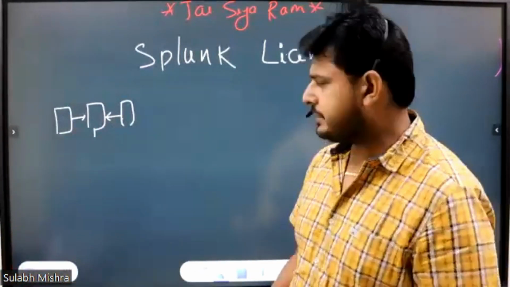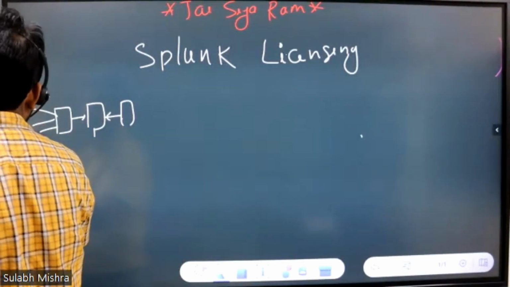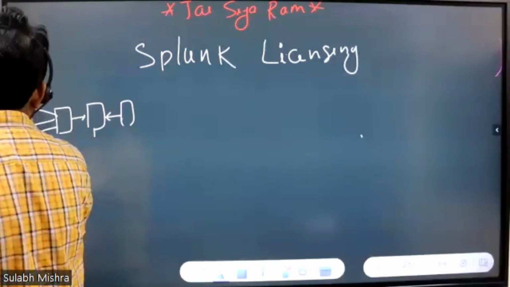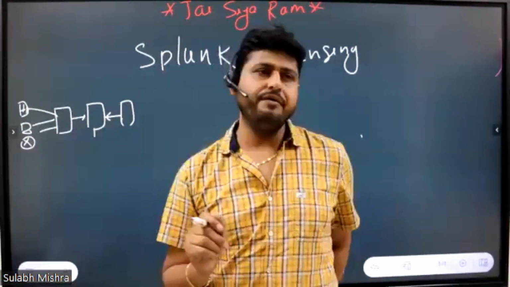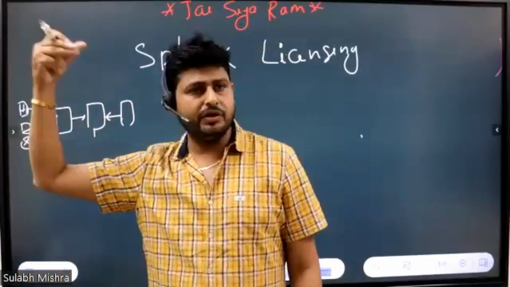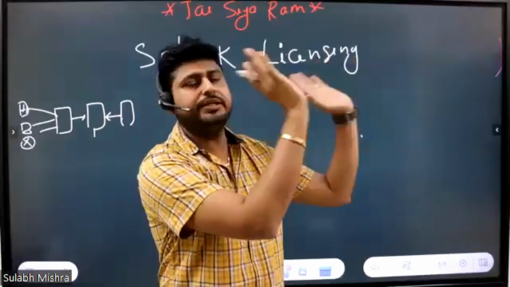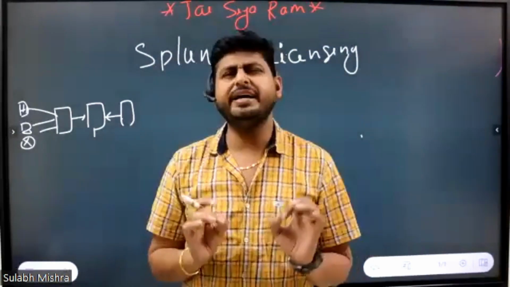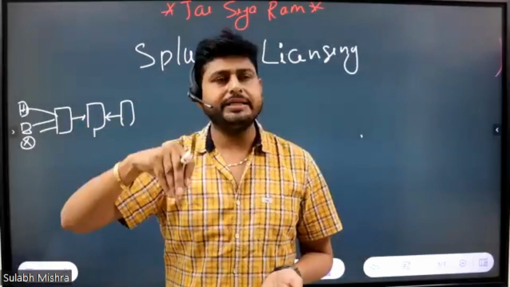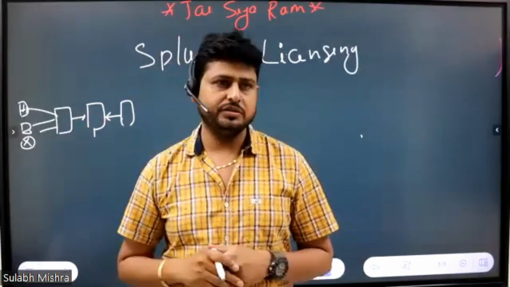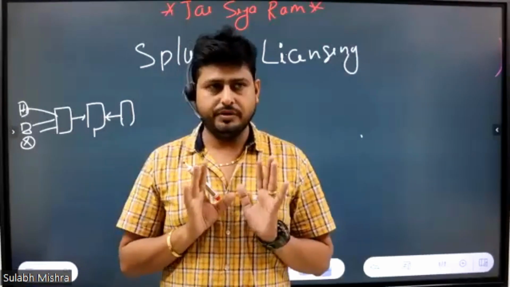So in this architecture that we talk about, the functionality of the heavy forwarder, we understand, is that it collects the logs, parses the logs, filters out the logs and forwards them to the indexer. Ideally, by default, the heavy forwarder does not index and store the logs. The default setting of the heavy forwarder is not to index the logs, right?